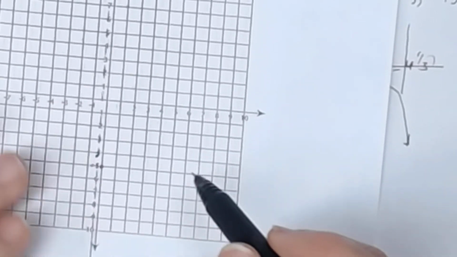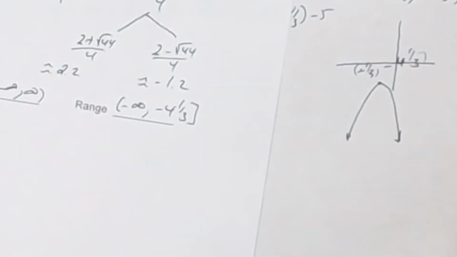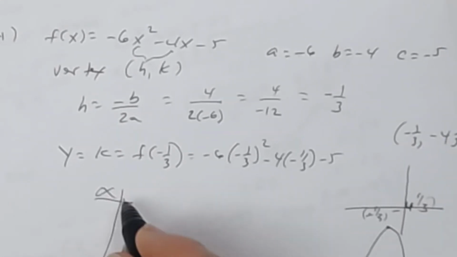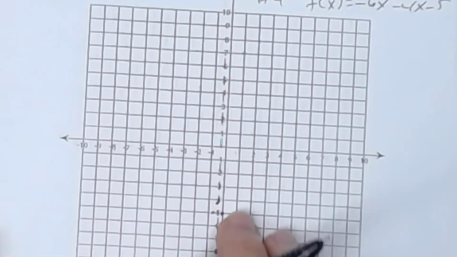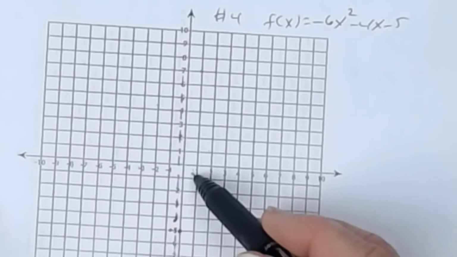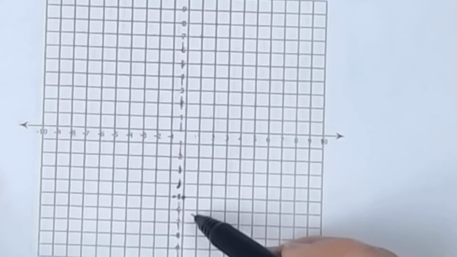Okay, now we got to find one more point. Remember, we don't have any x-intercepts, so we got to find one more point. So what I would do then is I would just quickly use a t-table to find that one more point. Okay, I need one more point. Once I plot that point, I can use the idea of symmetry. Okay? All right, now the way I would do this is I would probably let x be 1. Let's go ahead and let x be 1, see what happens.